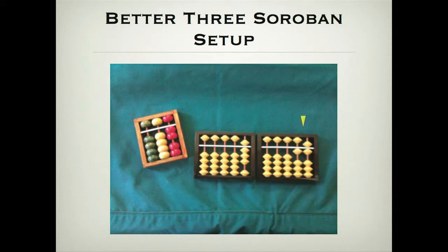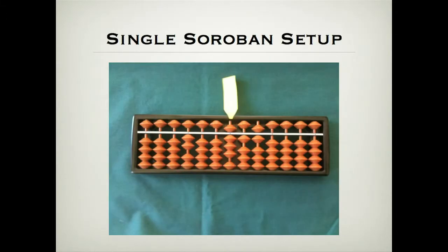Now we're going to do this, of course, on a single Soroban. So here's the setup for the single Soroban. First of all, the white bar here has little black dots indicating unit rods. We're going to choose one unit rod in the center of the Soroban. And it's hard to see that dot, so I've marked it here with a post-it.